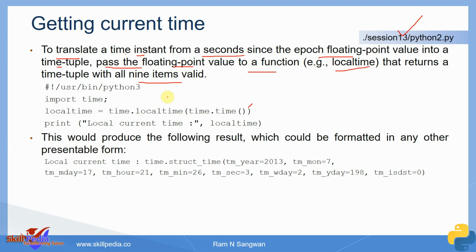So what you provide to this function localtime is the ticks. You pass total ticks from the epoch and it will represent the current time. So the local current time is this, something like this: you will get struct_time, with year, month, day, hour, minutes, seconds, week day, all these 9 fields. But they are not presentable right now. This would produce the following result, which could be formatted in any other presentable format.